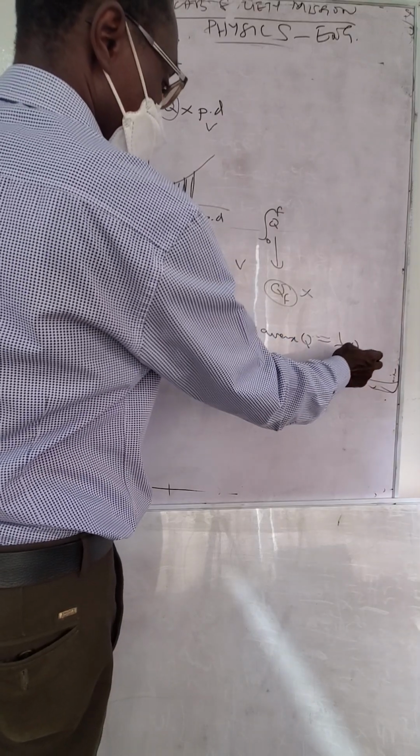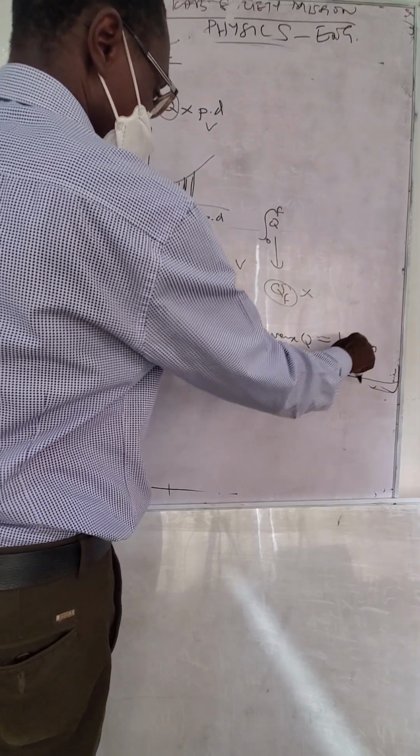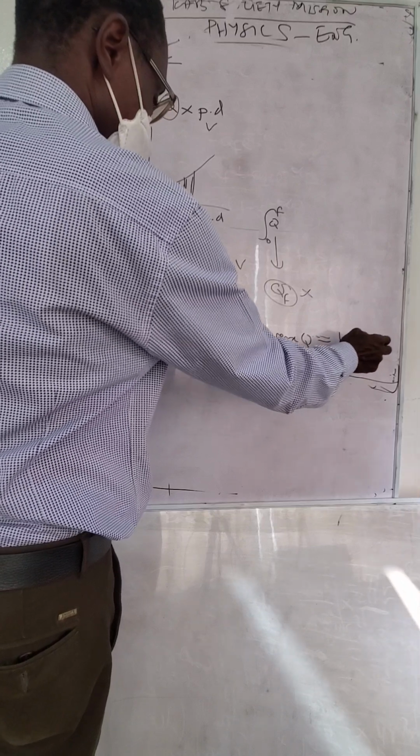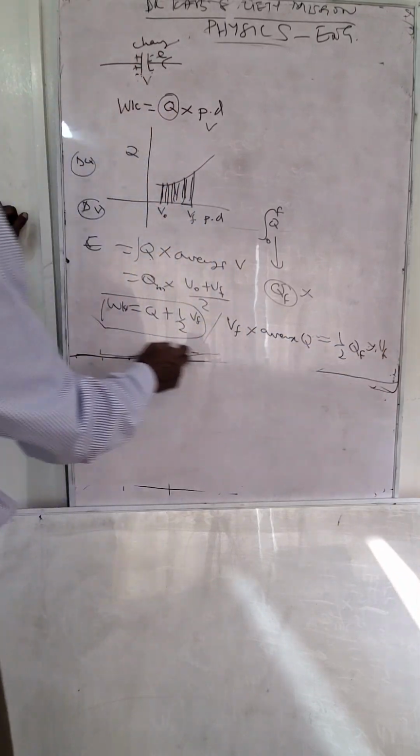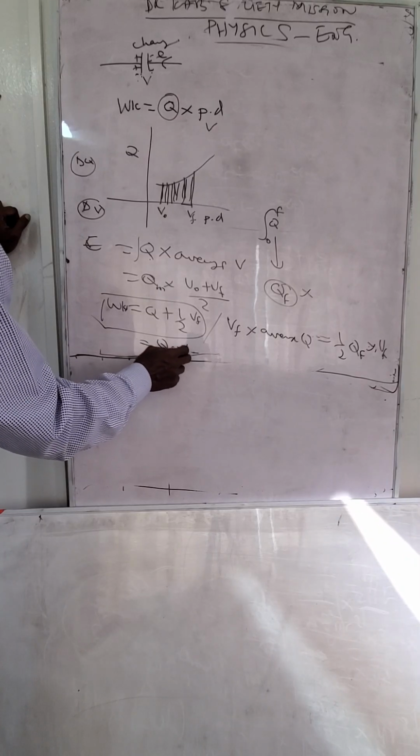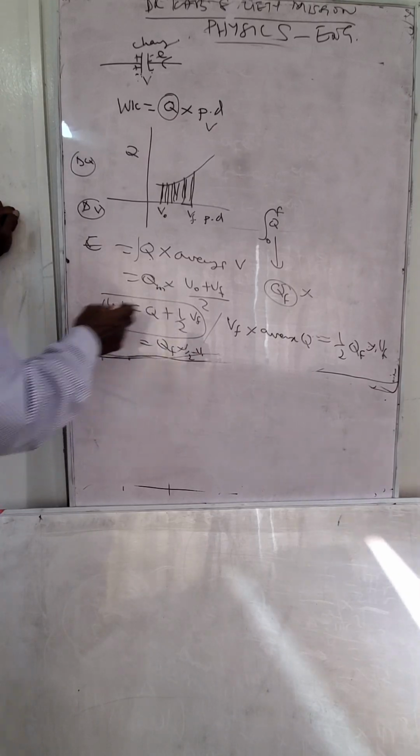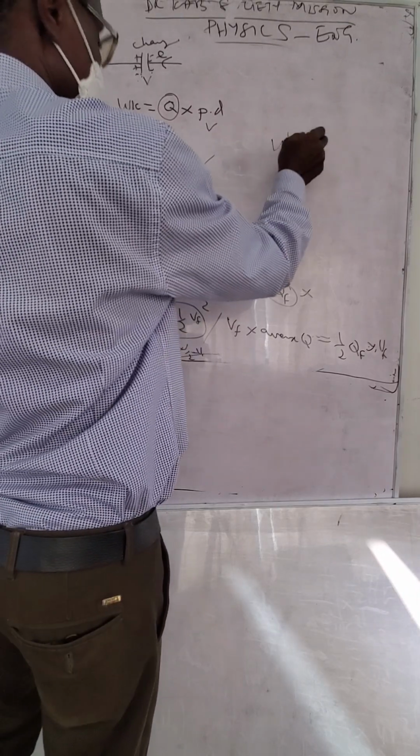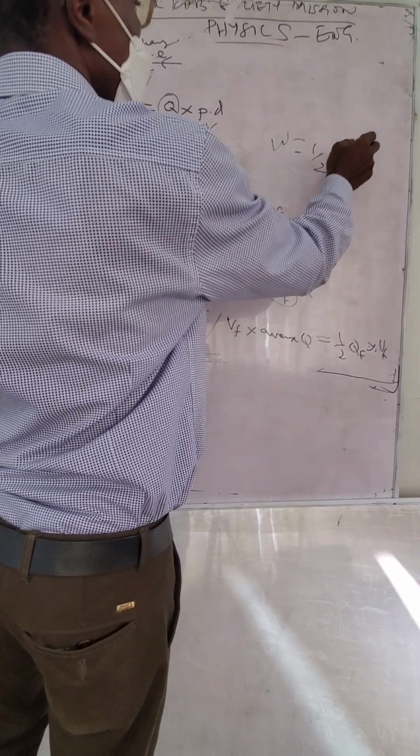Sorry, half. So Q final plus Q 0. Okay, so it comes to half Q final times your V final. Okay, so all come back to the same thing. Q final times half V, the same thing. So that the work done is then equal to half Q V.